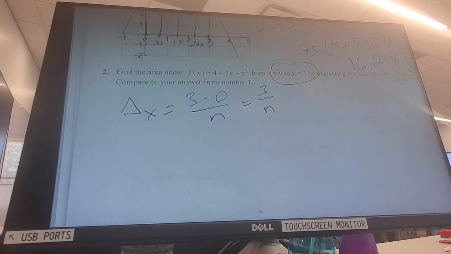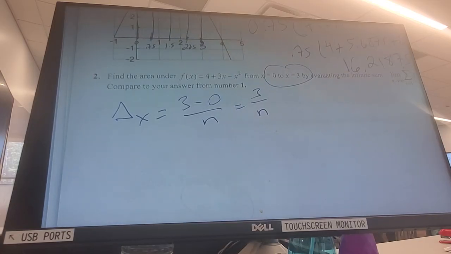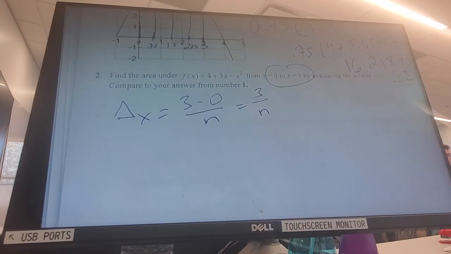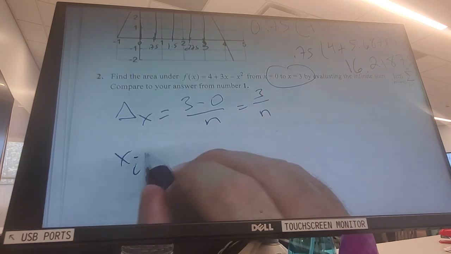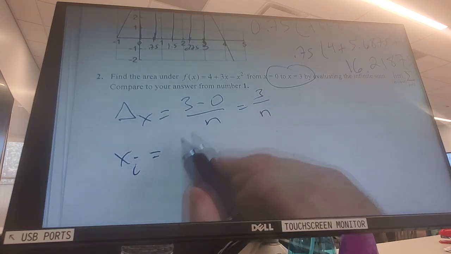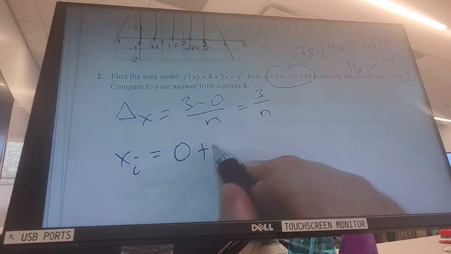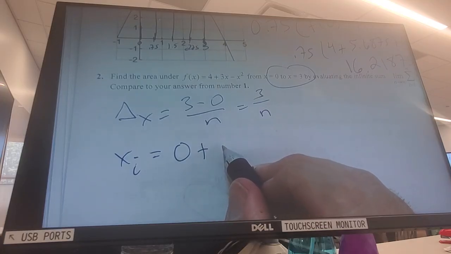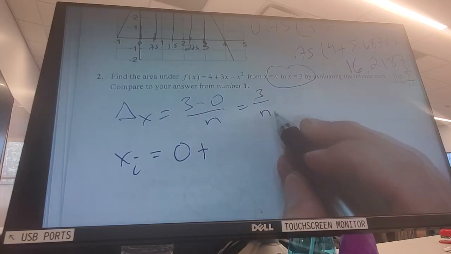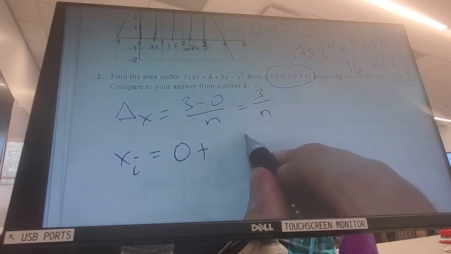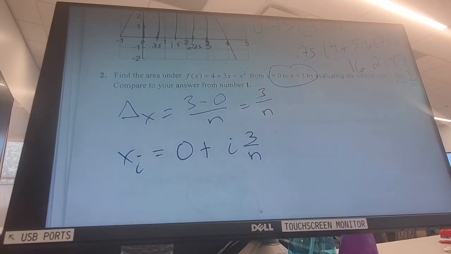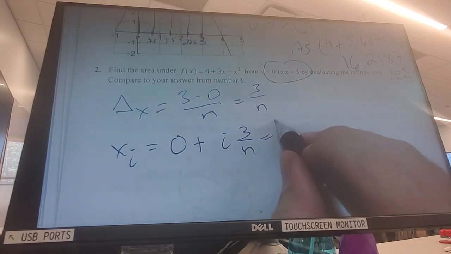That's okay. What do I do from there? You want to find the xi. Yeah, the xi. So that would be a, which is 0, plus, yeah, it'll be how many 3 over n's? I of them. Good. So then I get 3i over n.